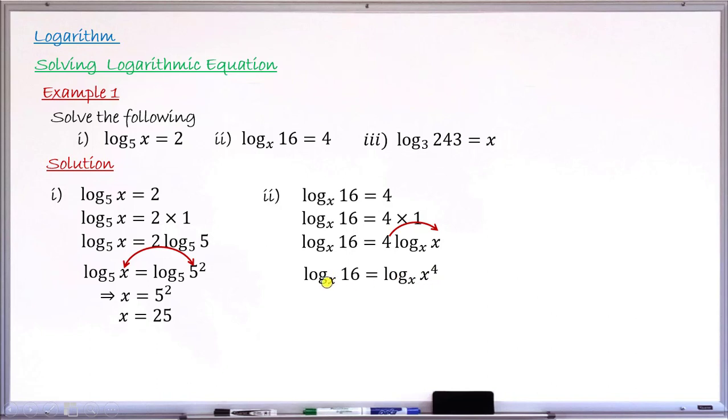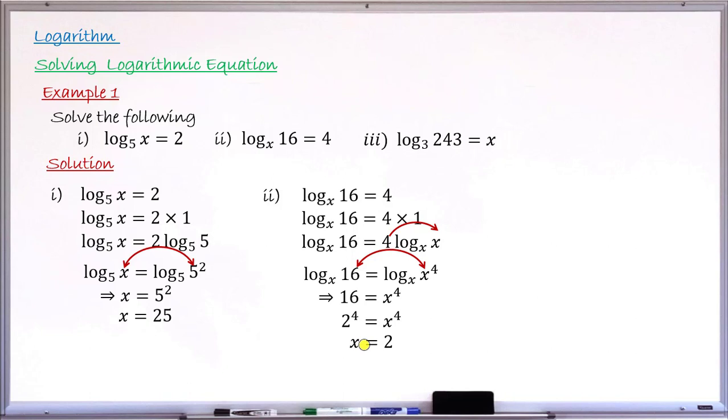If this is log to base x of 16, and this is log to base x of x raised to 4, and the two are equal, then surely 16 will now be equal to x raised to the power of 4. So I can now write 16 equals x raised to 4. And there I can now write 16 in index form, and I'll try to see that the power of that index number is also 4 so that I can equate the bases. So 16 is now 2 raised to 4 equals x raised to 4. So as the powers are equal, these two index numbers are equal, then surely the bases must be equal. Then I can now write x is now equal to 2.